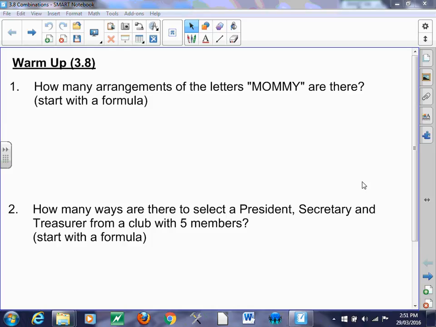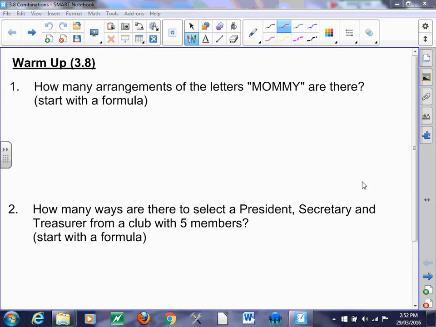So today we're going to learn the difference between a permutation and a combination, and it all has to do with the order, if order is important. We'll come back to that, but right now let's just do a couple warm-ups to see how we're doing with permutations. Okay, so number one, how many arrangements of the letters mummy are there?